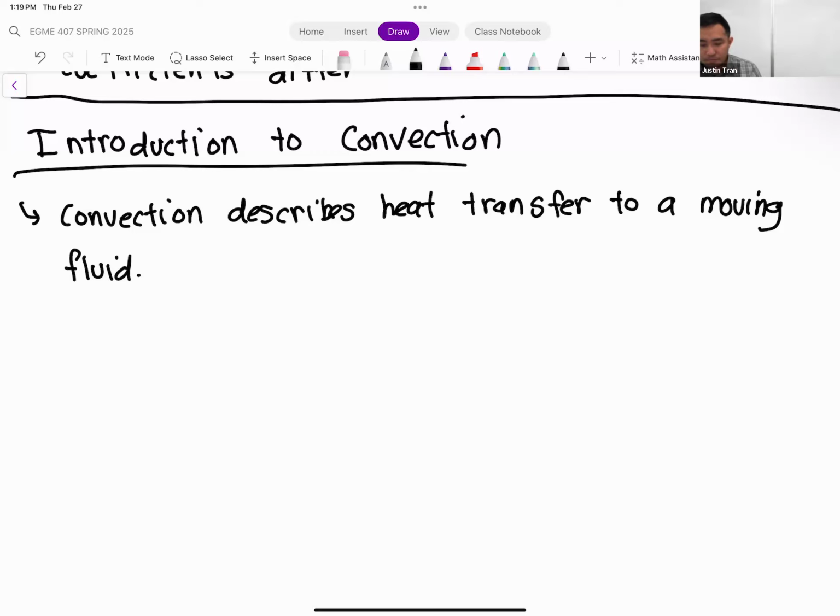Okay. That is a requirement for convection. And so if you don't have a moving fluid, if you don't have airflow, if you don't have water flow, then you don't have convection, you have conduction. Okay. And generally speaking, when you have convection, when you have fluid flow around your system, that's going to enhance the amount of heat that gets transferred relative to just static conduction.